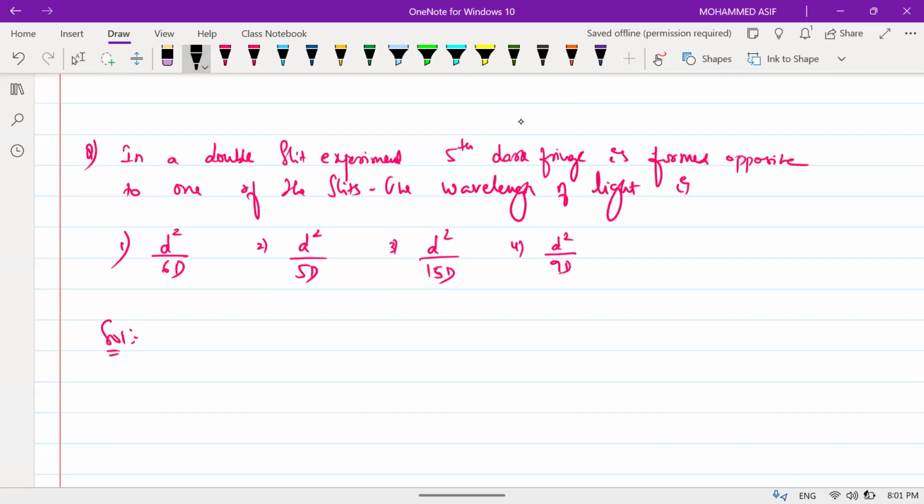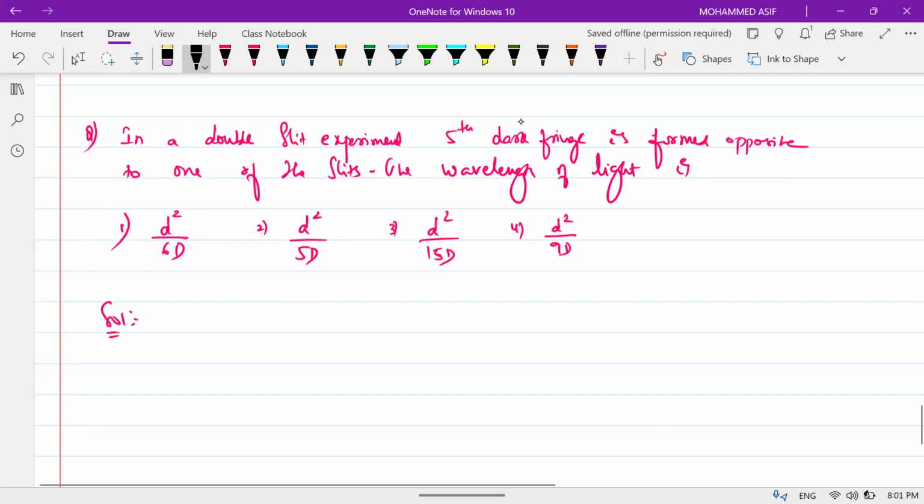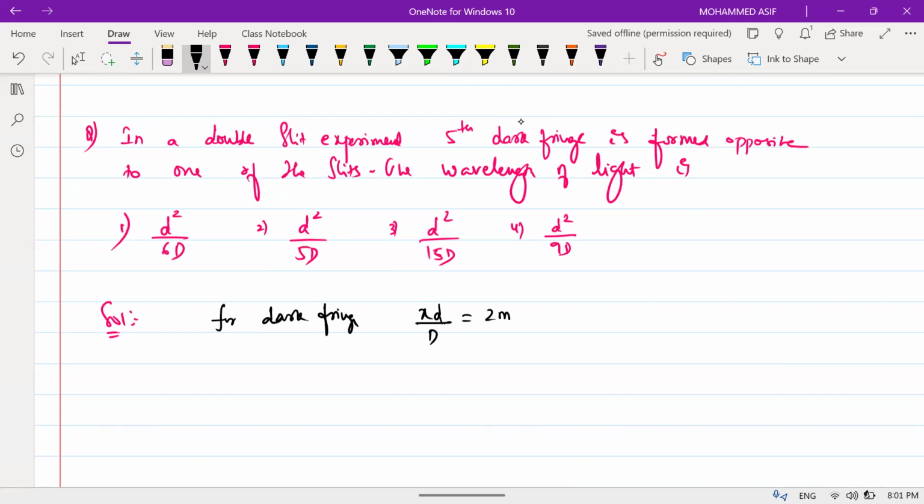Okay. So see, in the double slit experiment, fifth dark fringe. For dark fringe, what is the formula? Can anyone tell me? For dark fringe in YDSE, x into d divided by capital D is equal to (2m minus 1) into lambda divided by 2. Here m is how much for me? 5. And x will be equal to how much for me?